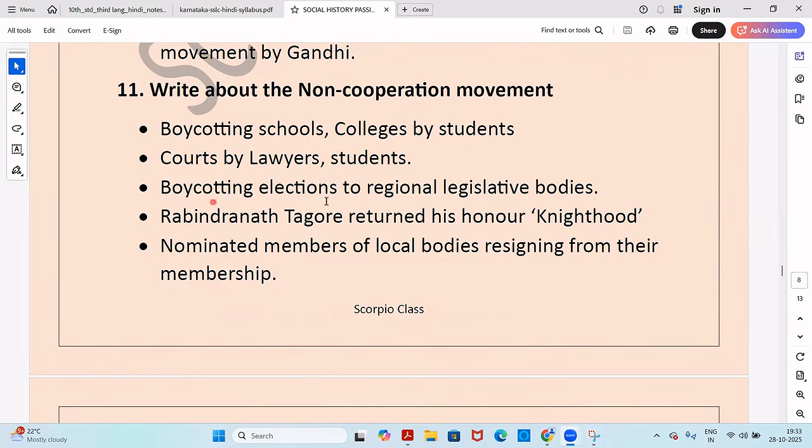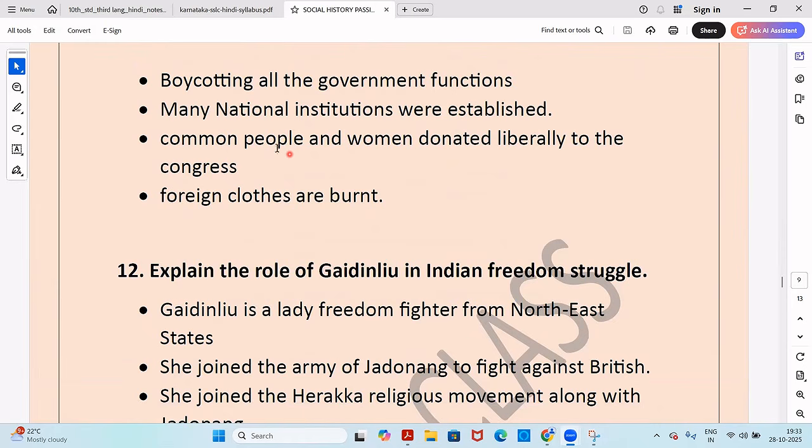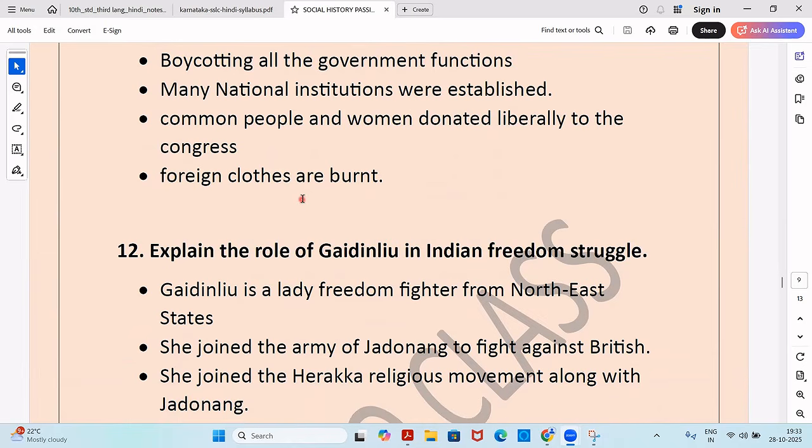Again, boycotting elections to regional legislative bodies. Rabindranath Tagore returned his honor knighthood. Nominated members of local bodies resigning from their membership. Boycotting all the government functions. Many national institutions were established. Common people and women donated liberally to the Congress, and foreign clothes were burnt. So this is how they did the non-cooperation movement.